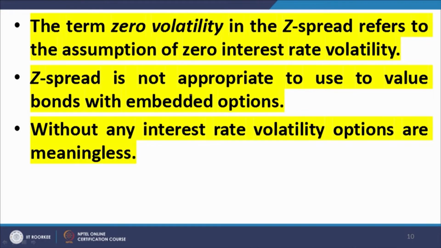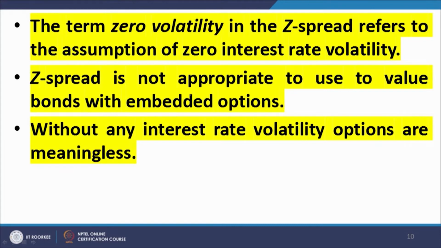The term zero volatility in the Z spread refers to the assumption of zero interest rate volatility. Z spread is a short form of the zero volatility spread, and in the zero volatility spread we assume that the interest rates have zero volatility over the life of the instrument. Now, if that is so, what happens?